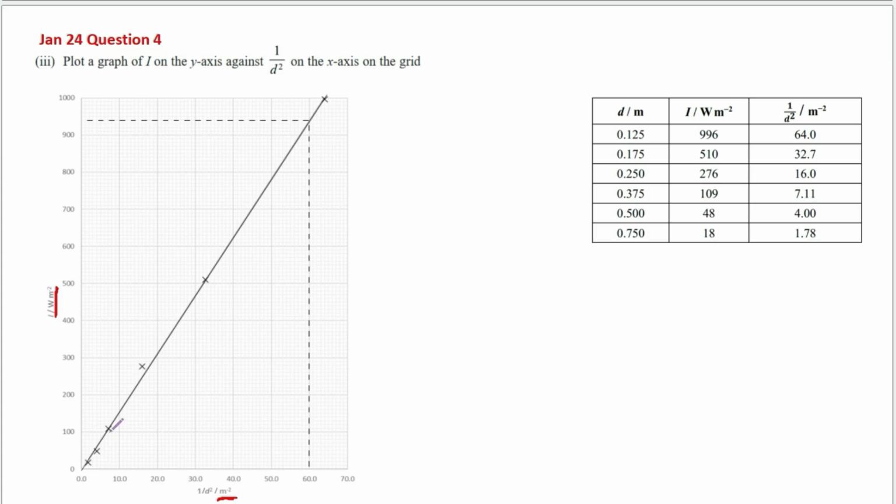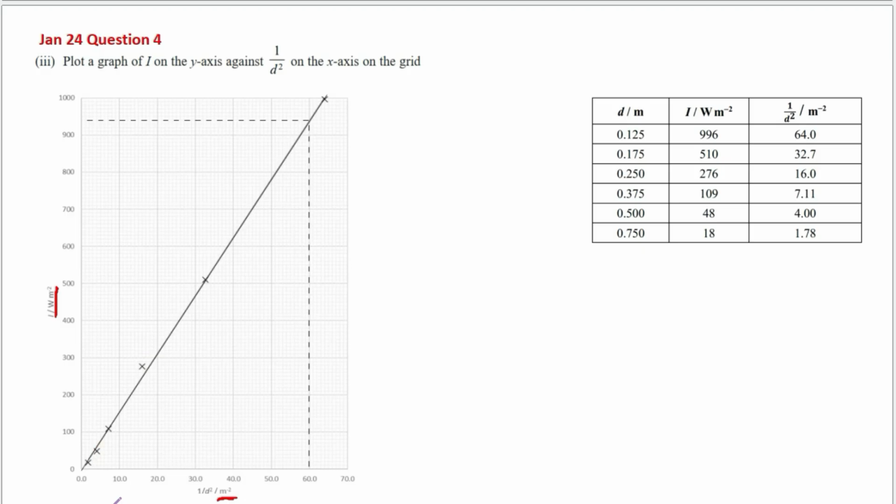This point lies on the best fit. This point somewhat also lies on the best fit. And finally this one as well. So you have 1 point above and 1 point below the line of best fit. So this is what you have to ensure.